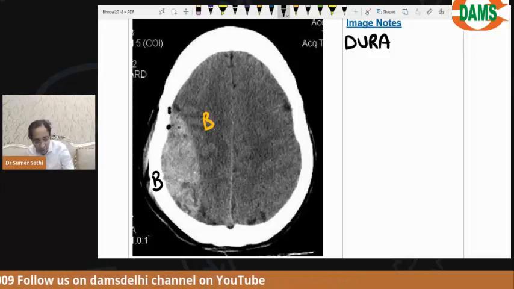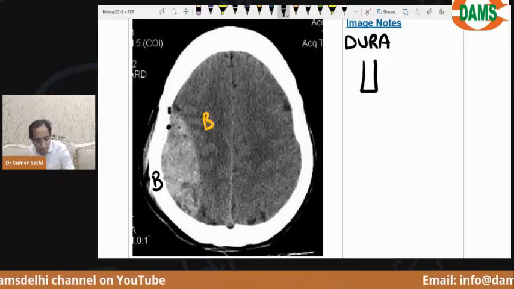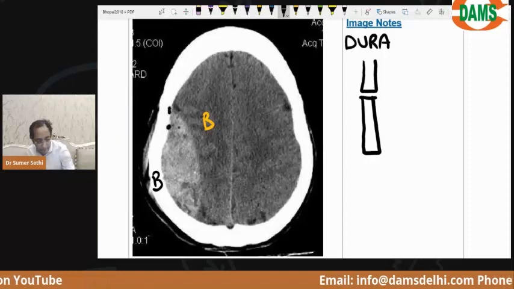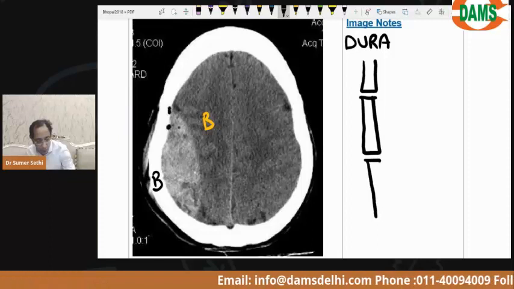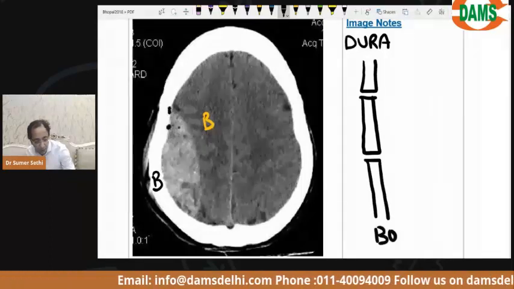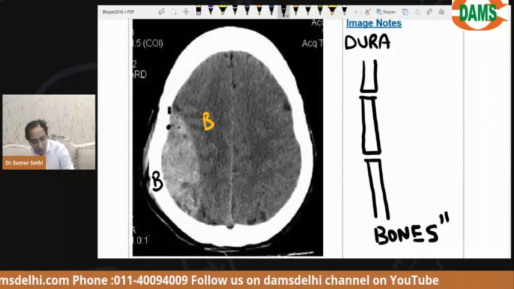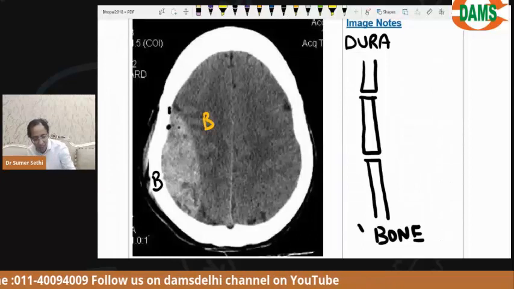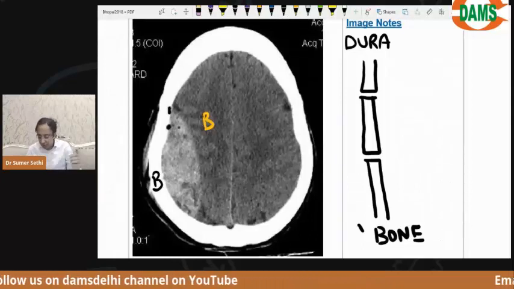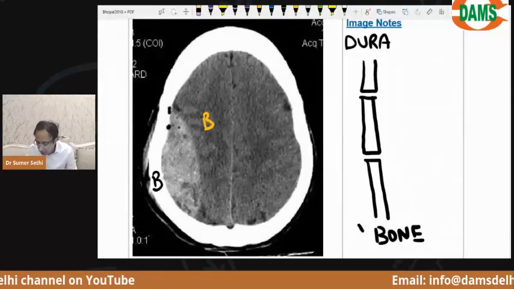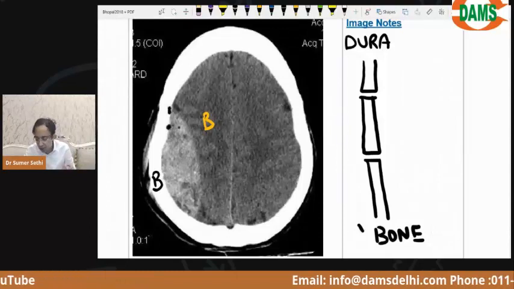Please see, if this is your skull bone, everybody try to understand, otherwise it will become difficult. Because, beta, kitna yaad karenge na? How much will you mug up? So let's try to understand. If this is your skull bone, everybody look at it. Don't type the answer. Just look at the screen, beta.